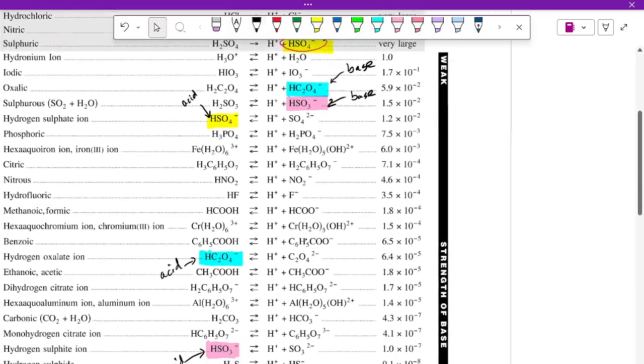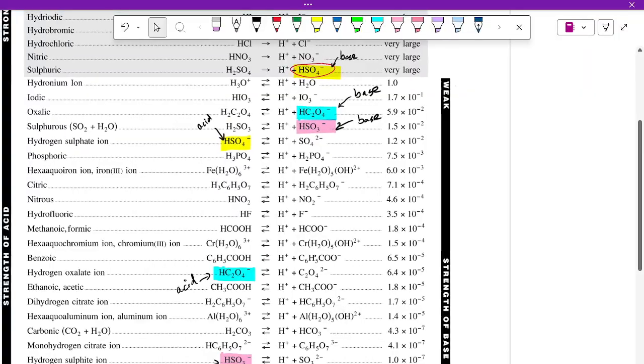One of those three is our exception to the rule. It cannot act in an amphiprotic manner. It can only do one of the two things. It can either only act as an acid or only act as a base. I'm not going to tell you which one. Which of those three is not amphiprotic and why?